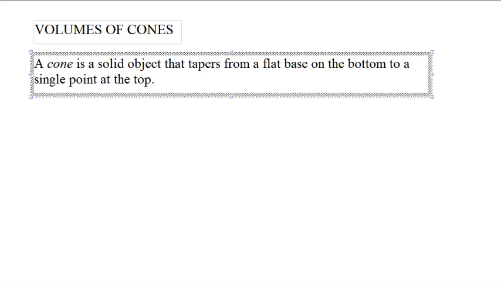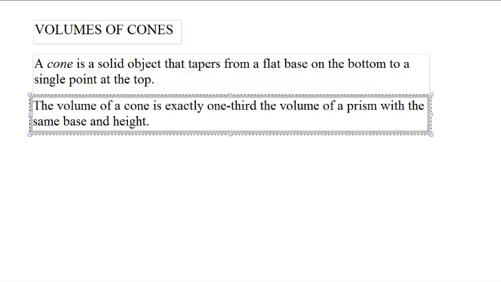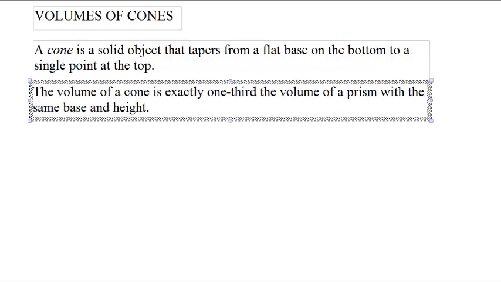Hi, now that we've talked about prisms, let's talk about cones. A cone is a solid object that tapers from a flat base on the bottom to a single point at the top. Sounds a little complicated, easier than it sounds. The volume of a cone is exactly 1/3 the volume of a prism with the same base and height. What are we talking about?